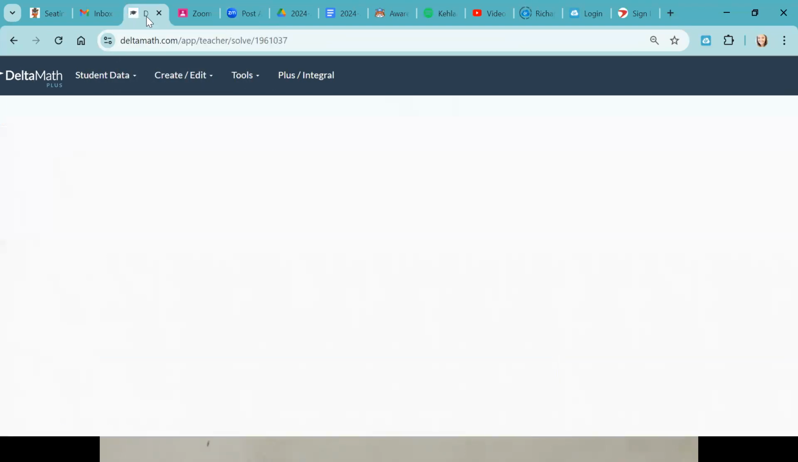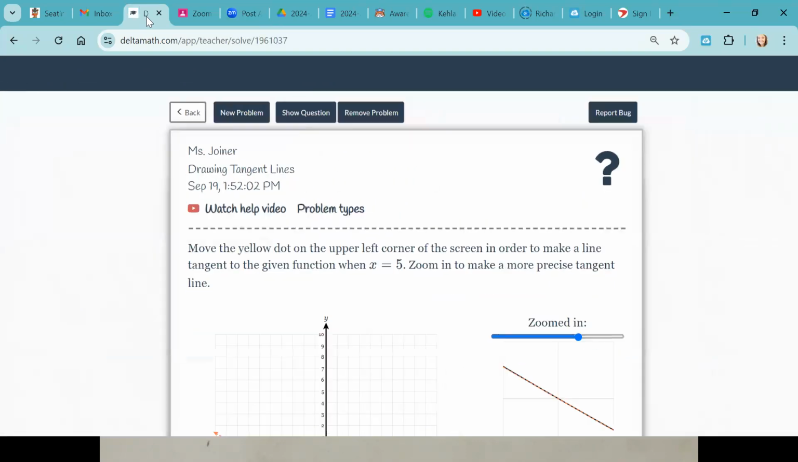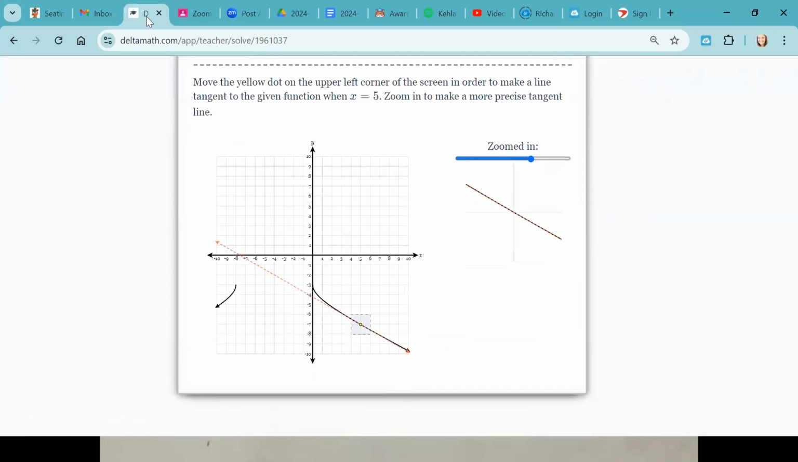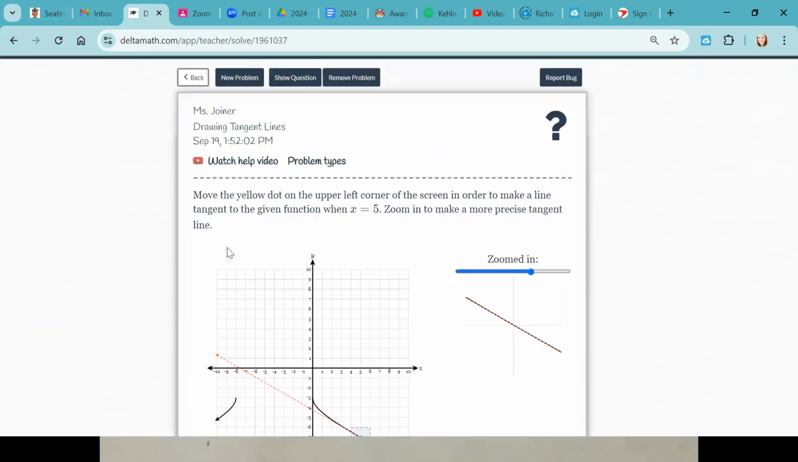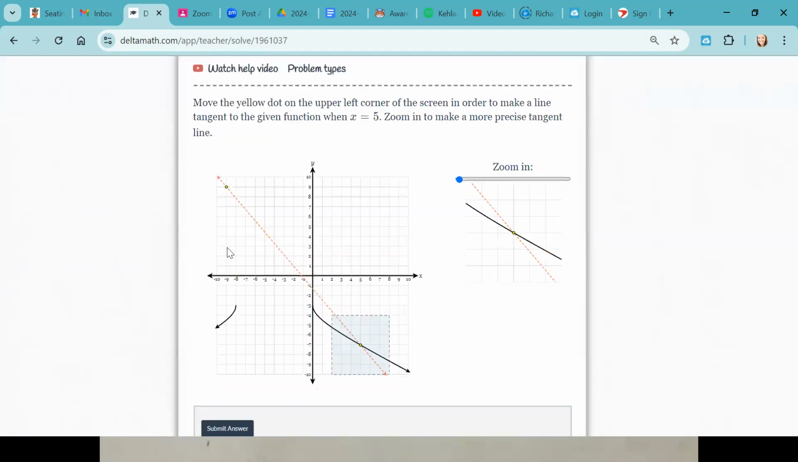Okay, for the first 2, what it's wanting is for you to move the yellow dot. Okay, which, where is my yellow dot? Oh, it's right here. Okay, we want to move it so that we're going to be tangent at 5. Now notice you already have your first dot here. So you're just wanting to adjust where your dot is so that it's smooth and connected through 5. Okay. So here's what we're going to do.